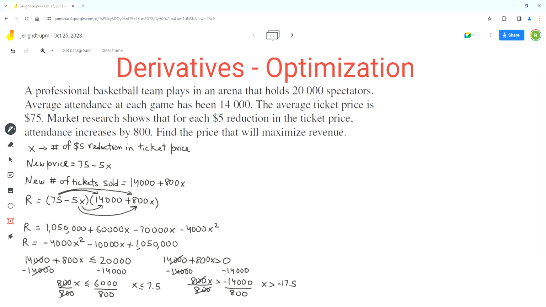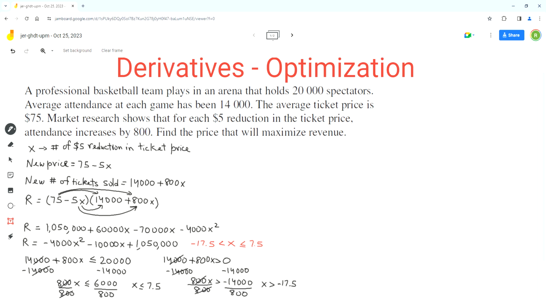That means the domain for this revenue function can be written as, I'll write it again in a different color, it's easy to understand. So x is greater than negative 17.5 and less than or equal to 7.5. So any x value that we find should lie in this interval.